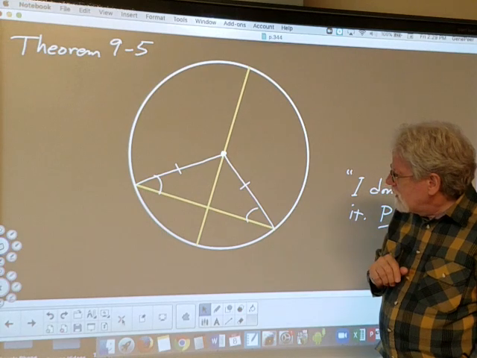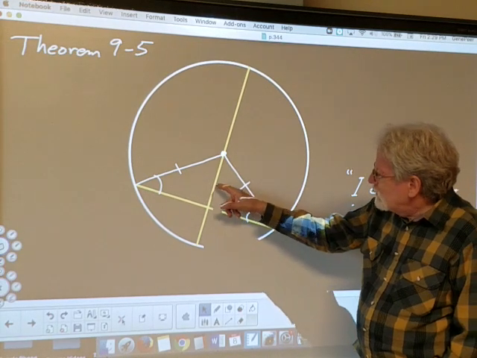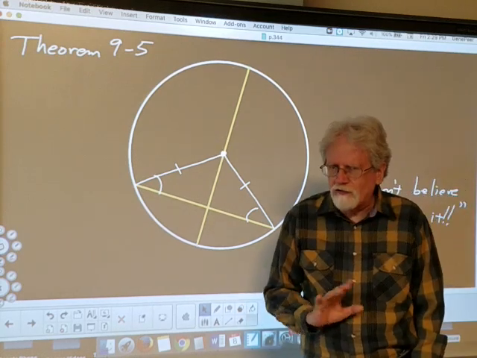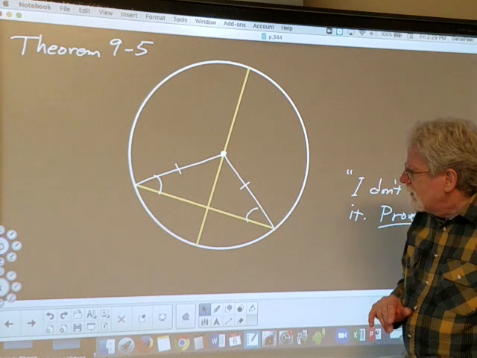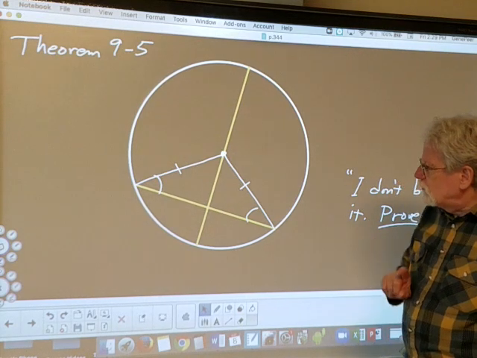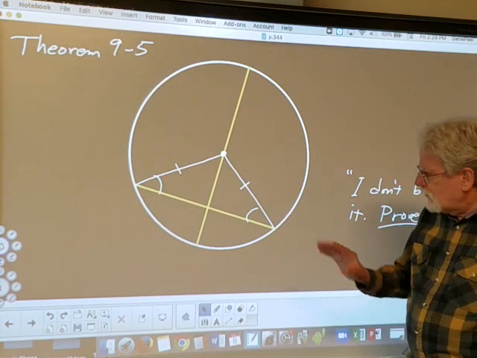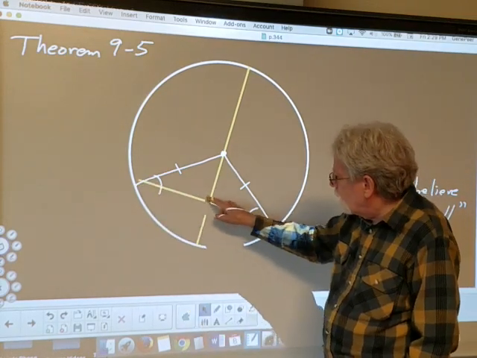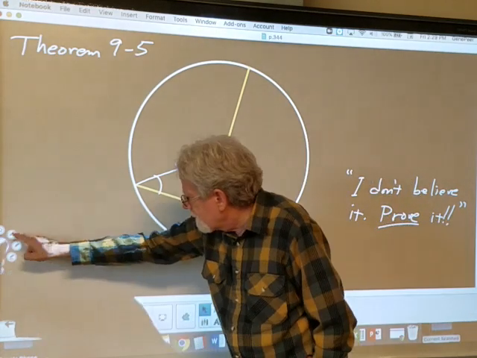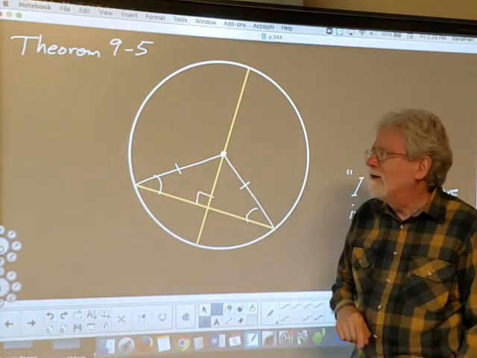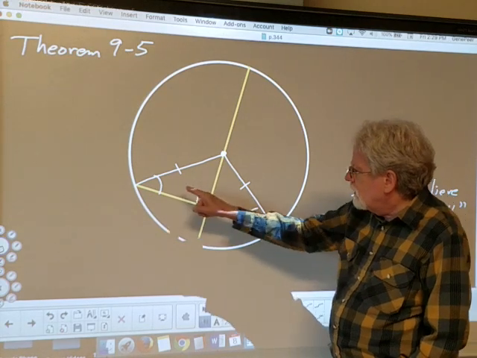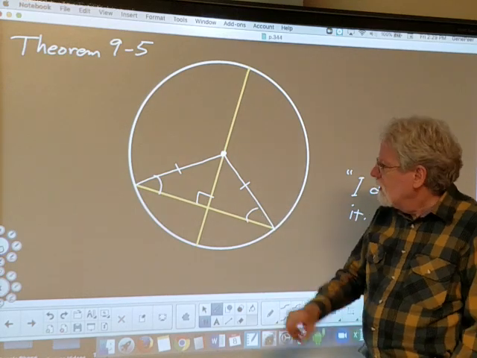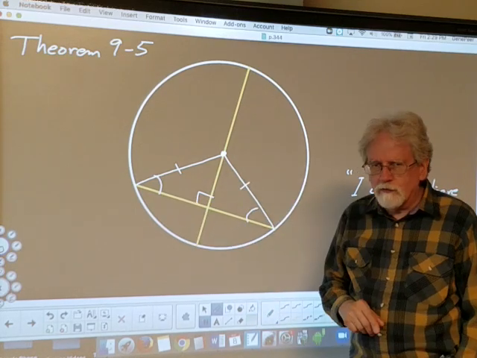Well, one might say, how about the reflexive property? Well, that would give us SSA, and you should know by now very well that SSA doesn't work. It doesn't exist as a theorem. It can't be used. But wait just a moment. It was given to us, and I forgot to mark it here, it was given that this diameter is perpendicular to that chord. So we have a given right angle here. Oh, yes. So now what do we have? Angle, angle, side, congruent to angle, angle, side. We have AAS. So yes, these two little triangles are congruent.